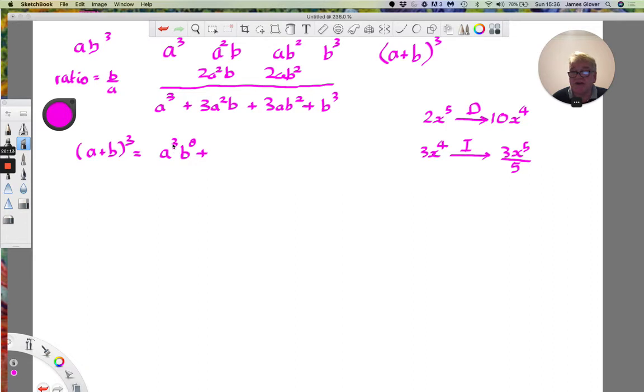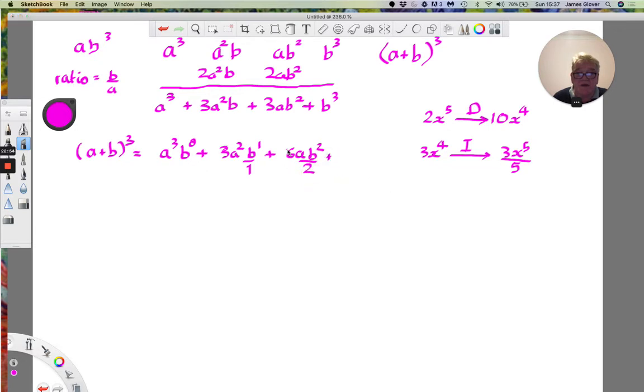So differentiating a cubed gives 3a squared, and integrating b to the power of 0 gives b to the power of 1 divided by 1. And then all we do is just repeat the process. So we differentiate 3a squared to give 6a to the power of 1, and integrate b to the power of 1 over 1, which is b to the power of 2 over 2.